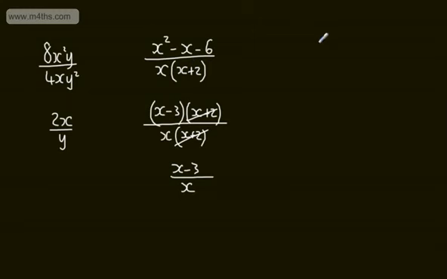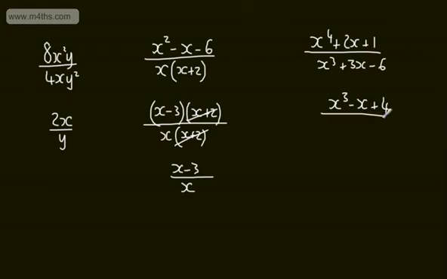Another example of an improper fraction might be x to the fourth plus 2x plus 1 divided by x cubed plus 3x minus 6. X to the fourth, x to the third, so we can see the degree of the numerator is at least that of the denominator, it's higher. Another example might be x cubed minus x plus 4 divided by x cubed plus 6x minus 3. What we've got here is the degree of 3 and the degree of 3, it's an improper fraction.